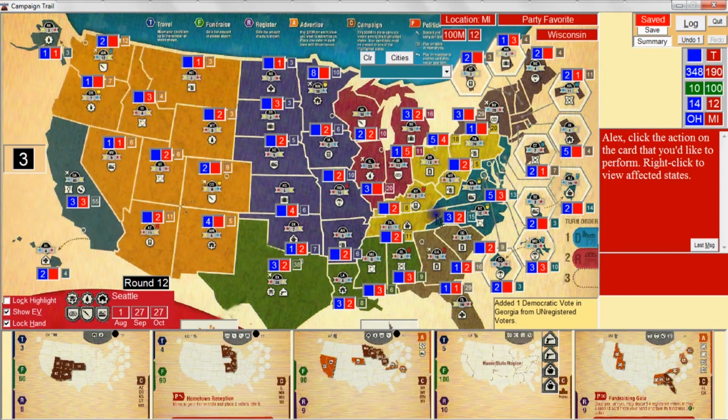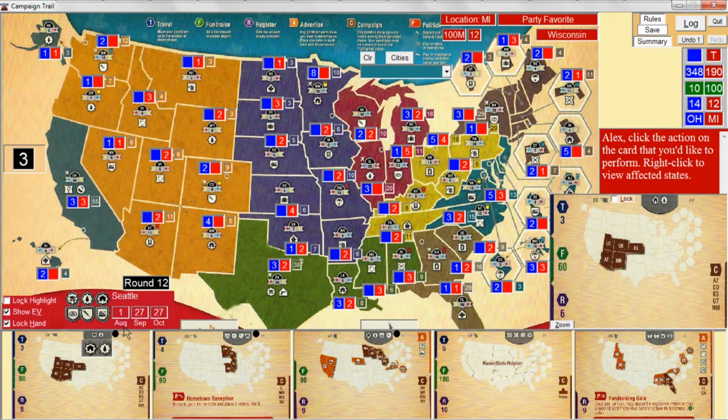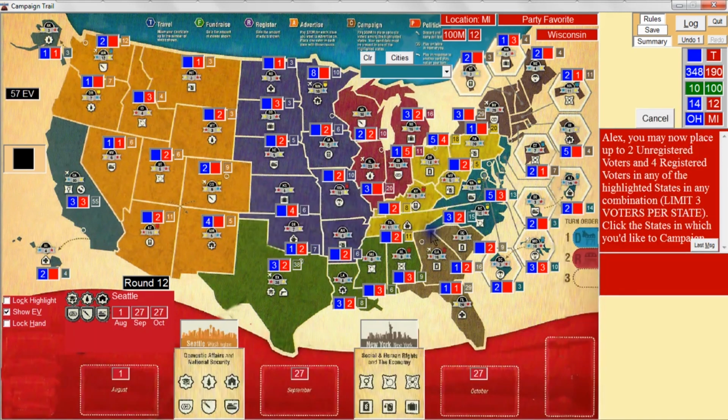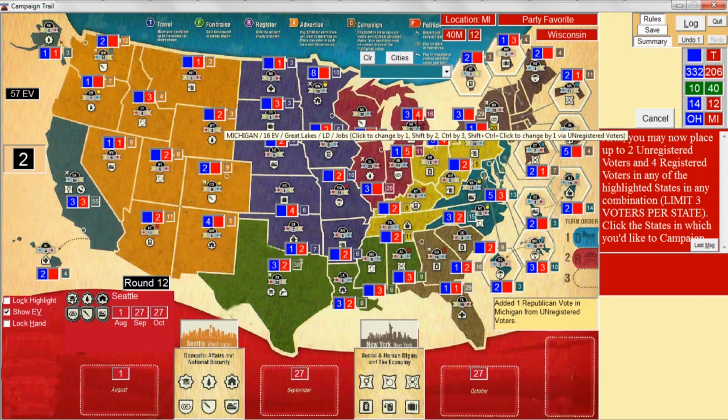And now this is going to be the last turn of August with 1 card remaining in the deck. And what was Alex's plan? She was going to use this to campaign up in the Great Lakes. Again, we're not going to interrupt that. So let's put 2 voters in Michigan and grab those electoral votes.